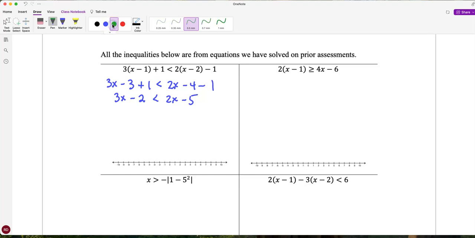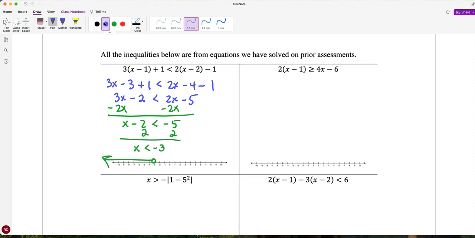If I subtract 2x from both sides, this gives me x minus 2 is less than negative 5. Add 2 to both sides. x is less than negative 3. So negative 3, and there's my solution.